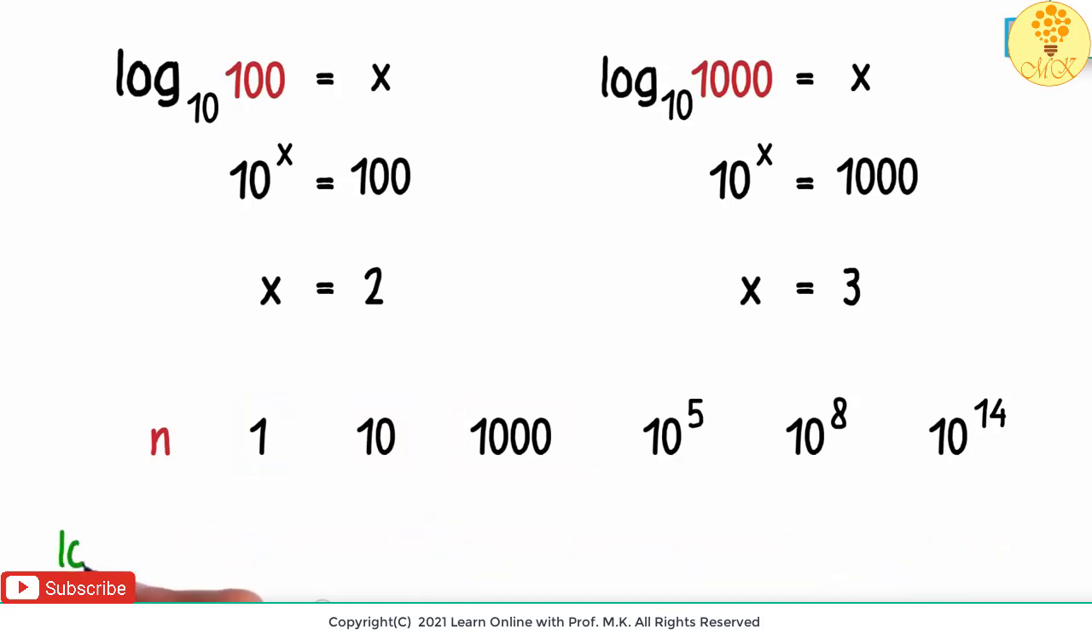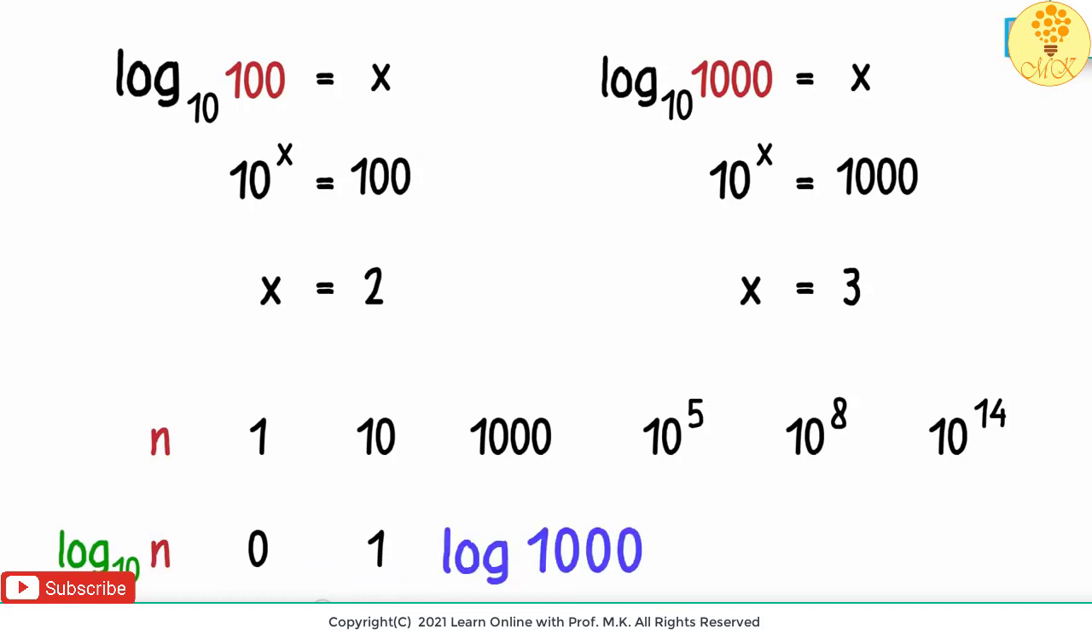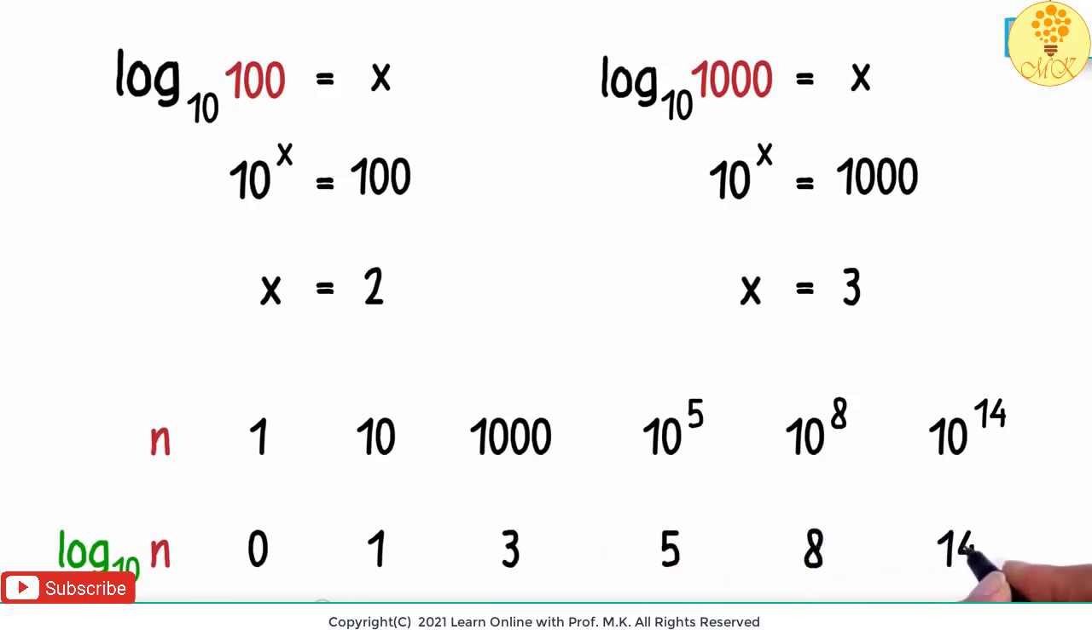How about we take the logarithm of the numbers to the base 10? What will be the log of 1 to the base 10? 10 raised to 0 is equal to 1. Hence we have a 0 here. Log 10 to the base 10 will equal 1 as 10 to the power 1 will give us 10. Log of 1000 to the base 10 will equal 3 as 10 cubed is 1000. Similarly, we get 5, 8 and 14 here.